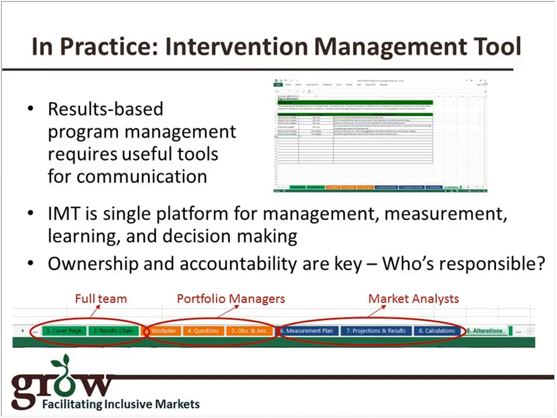And the team is responsible for making sure that in weekly meetings and monthly meetings and in quarterly reviews they keep this updated so that they can communicate with each other, and so management can also see how different interventions are coming along and progressing.